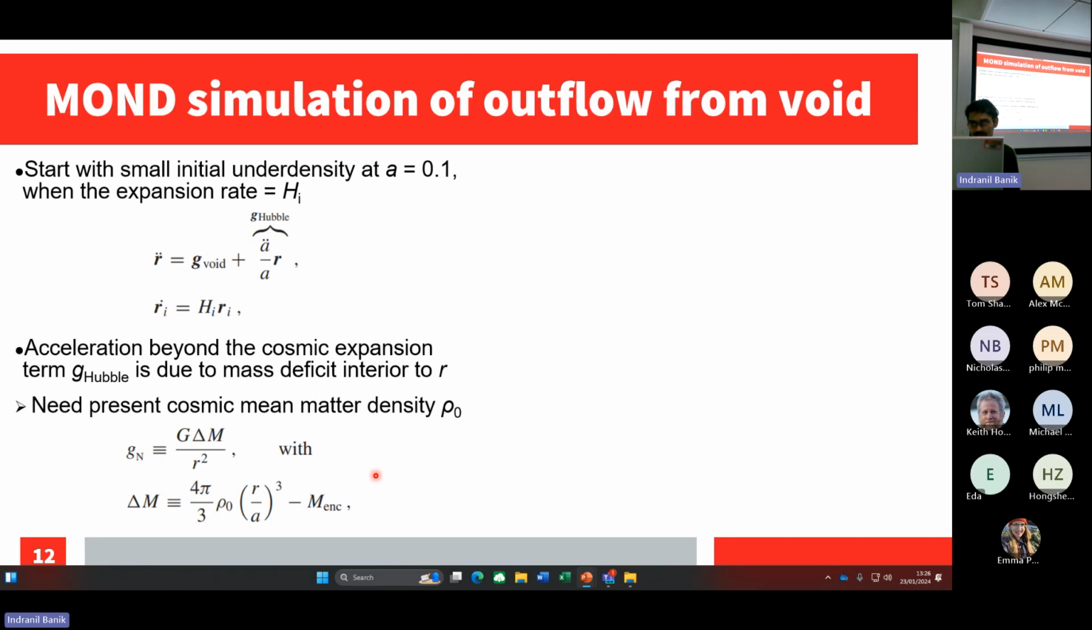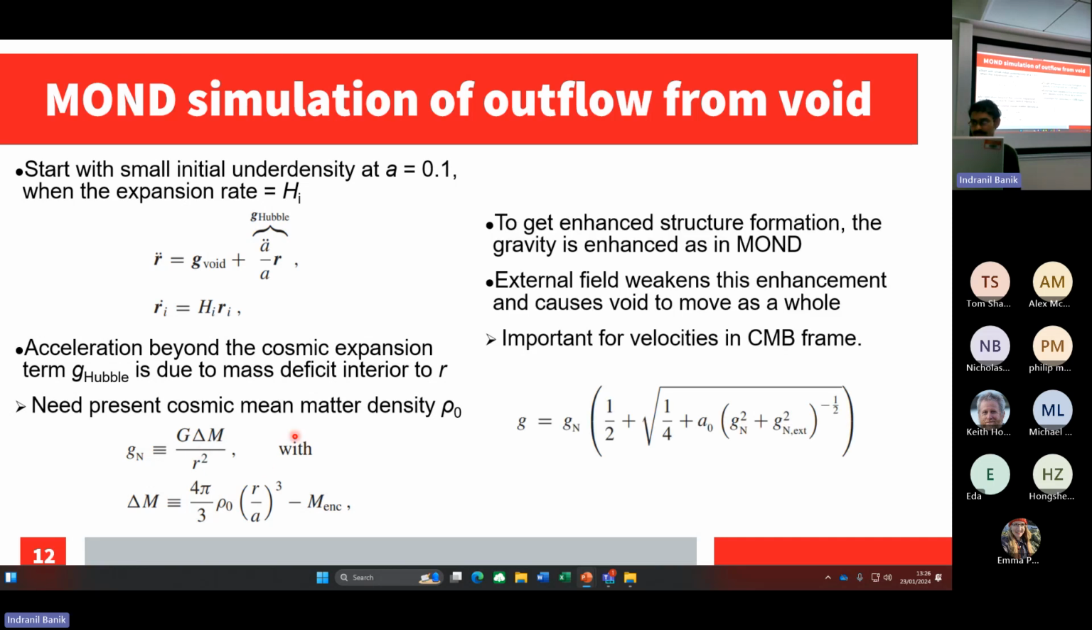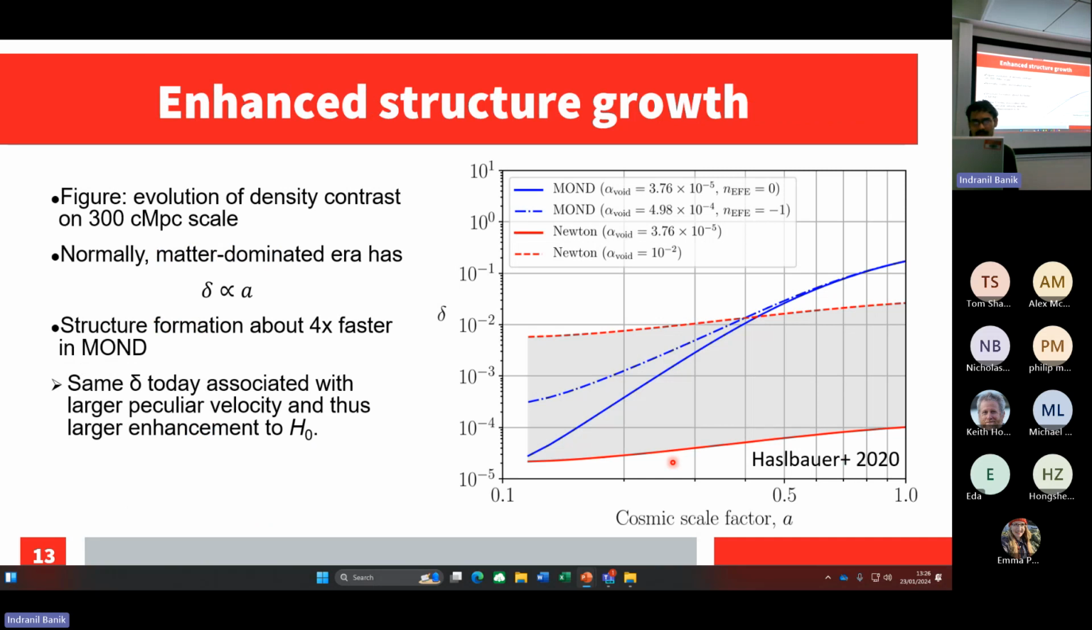What we need to do is enhance the outward push created by the same sort of mass deficit, and that is done in a way which is inspired by MOND, which is to add an extra boost to the GM. So that's essentially what we did. Now, what that does is it enhances the growth of structure. So delta is the fractional underdensity on a 300 kiloparsec scale.